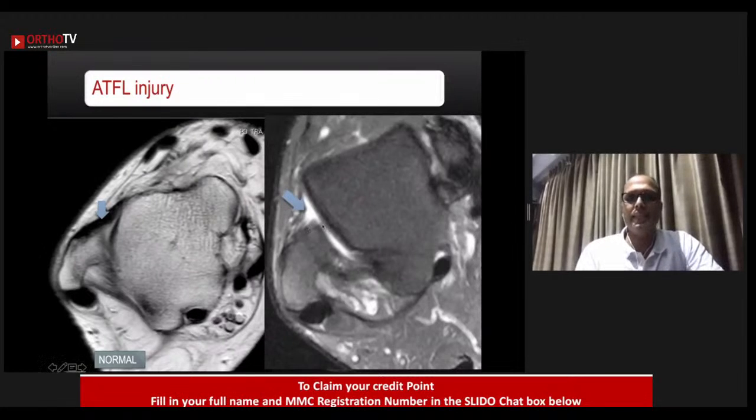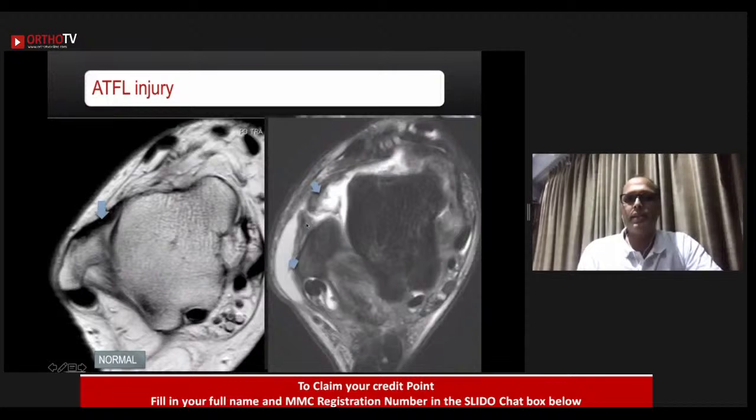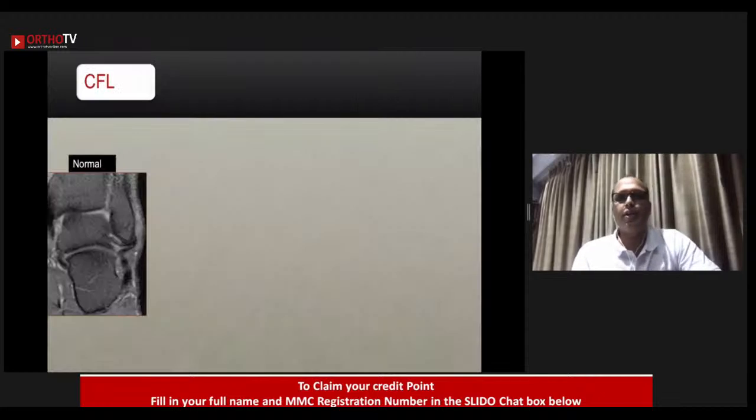A partial thickness tear is where some fibers, deep fibers, are discontinuous. I'm still seeing the ends around, but some deep component is discontinuous, so this will be categorized as a partial thickness tear. And this is an obvious full thickness tear, where I'm seeing that the fluid is tracking all along outside the capsule, because now there is a discontinuity of that ligament.